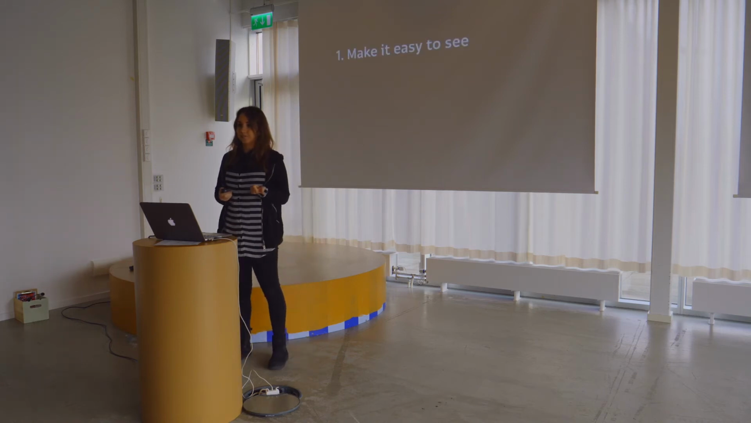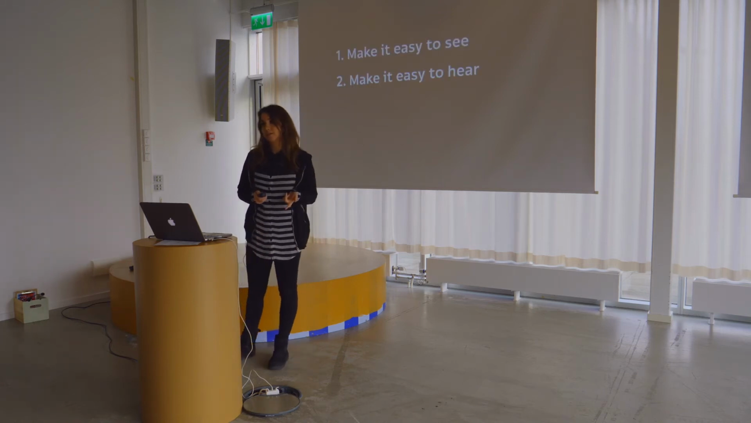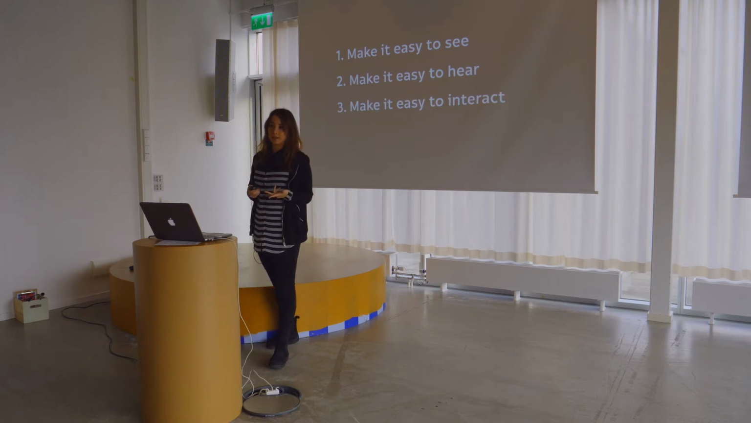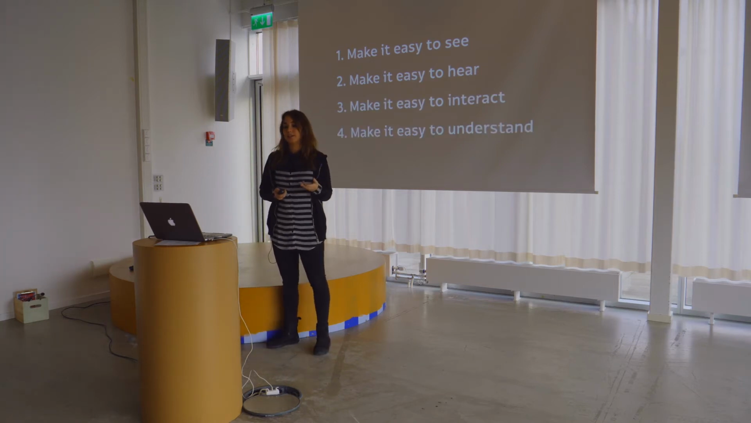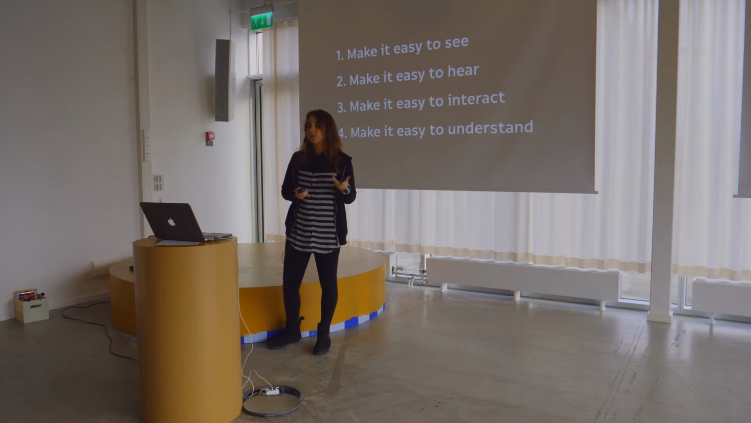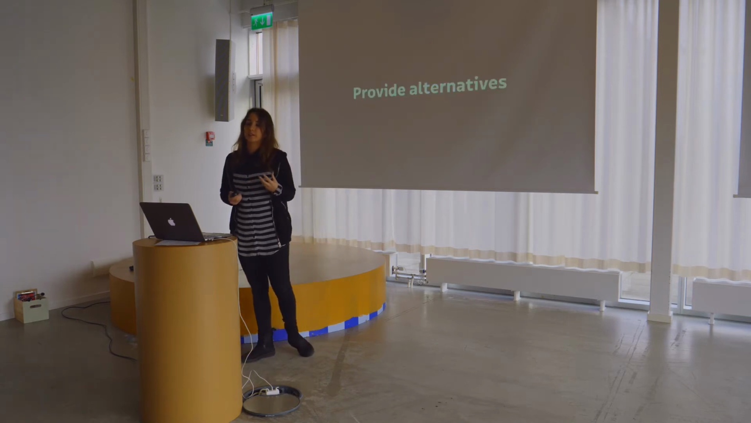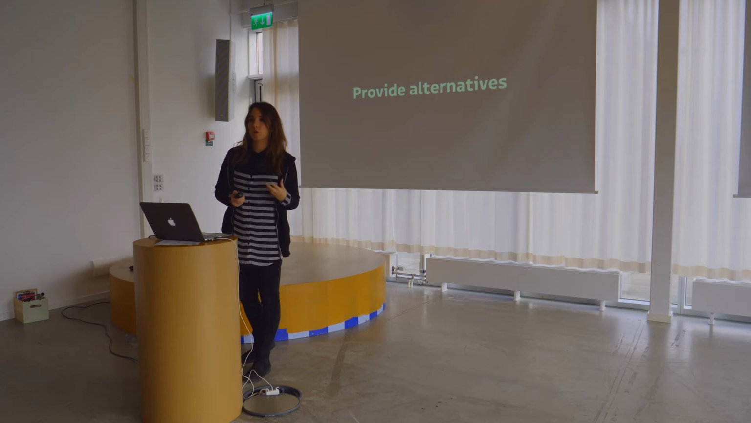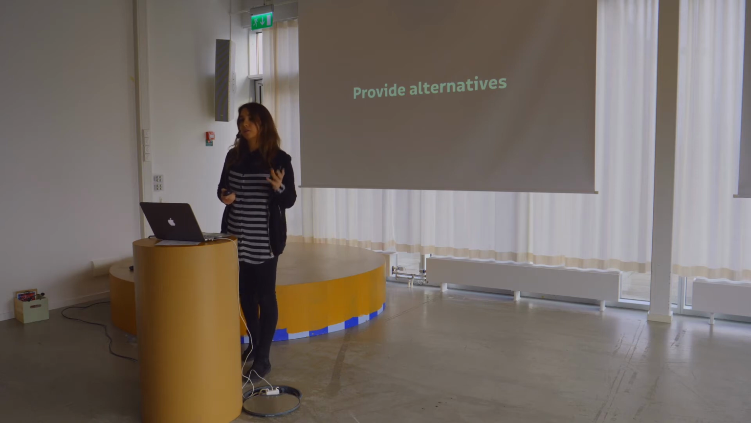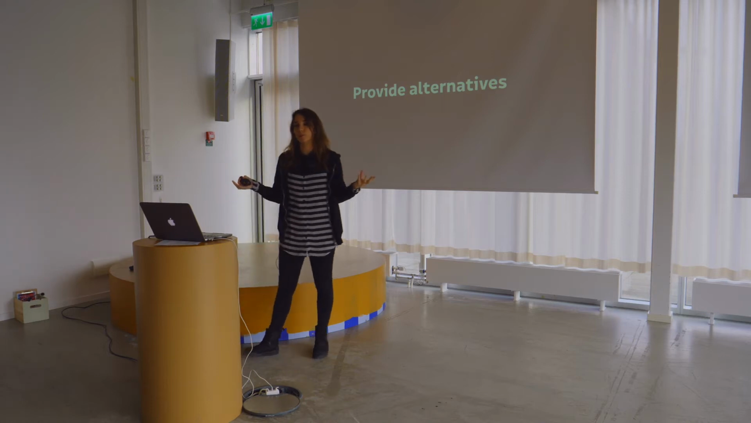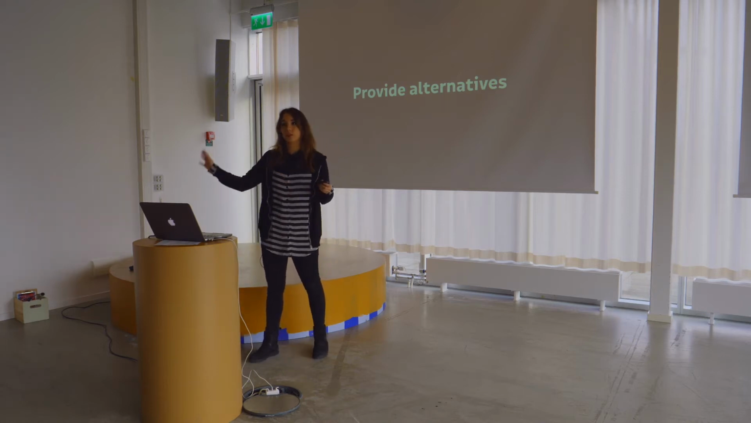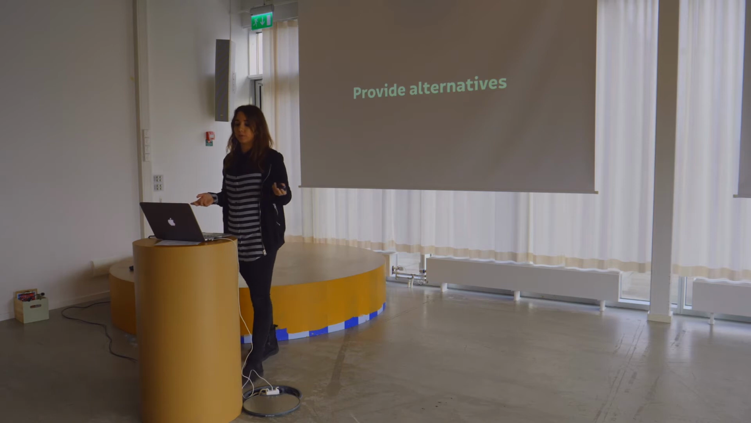Make it easy to see, make it easy to hear, make it easy to interact, and make it easy to understand. And one of the easiest ways we can do this is by providing alternatives to the content that we already have. Because often we'll have one format of content, and that format is not accessible to everyone. And so just creating an alternative format will make it much easier for people.